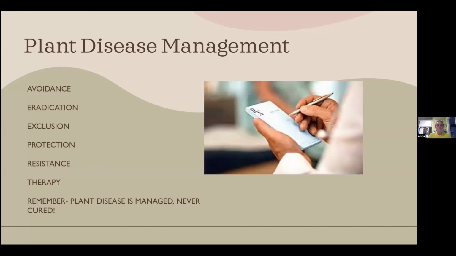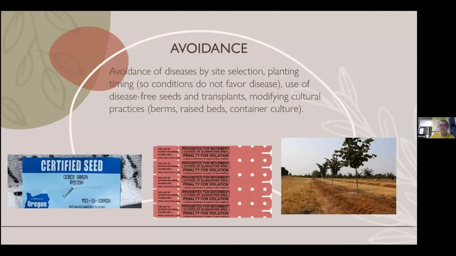So plant disease management, I'll touch briefly on this. I know we're getting close to 7:30. Again, you can't cure disease, you can only manage it through avoidance, eradication, exclusion, protection, resistance, and therapy. And I'll touch briefly on each of them. Avoidance means picking a good site where you avoid the pathogen, planting timing, so you're not planting when conditions are favoring the disease if possible.